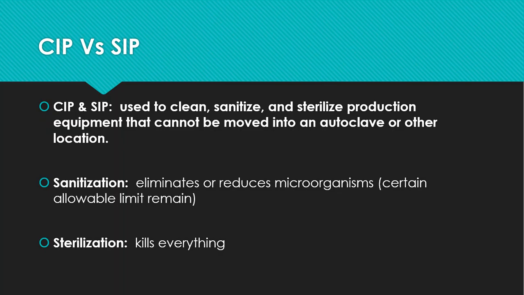So CIP and SIP: clean, sanitize, sterilize. So sanitation and sterilization is a little different. I want to clear that up as well. If you're sanitizing something, you are reducing. That is the key word. Reduces microorganisms. So sanitation allows some of these microorganisms to exist. Okay, they're still remaining, they're still there. They're not truly all 100% dead, but that is the definition of sanitize.